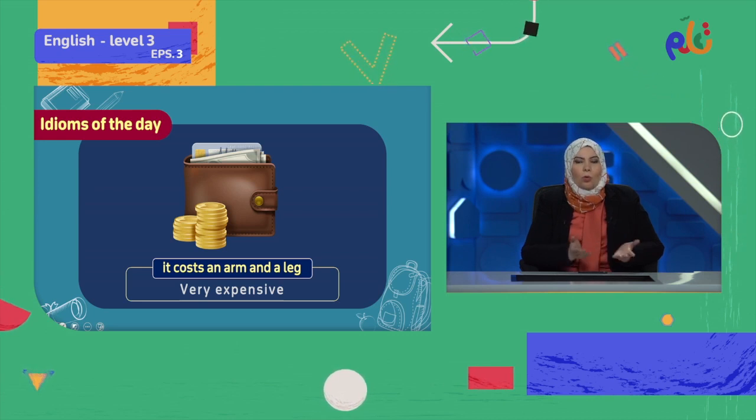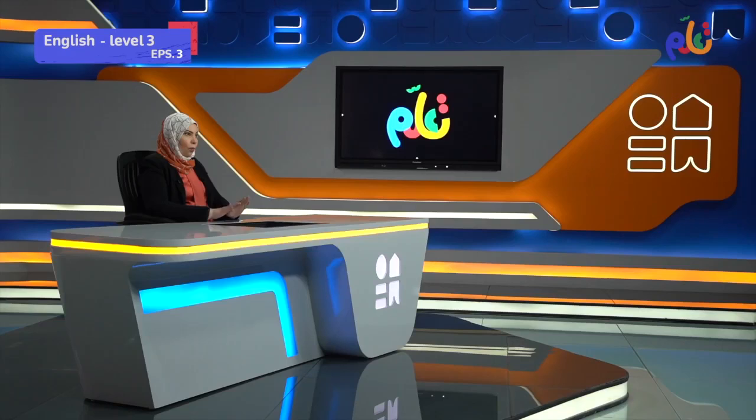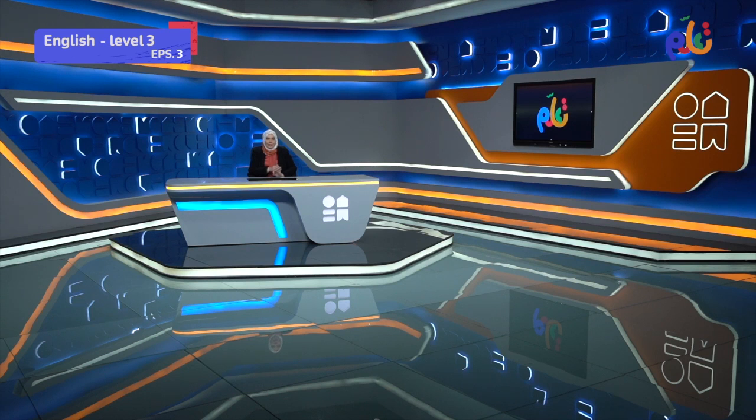Or when someone tells you, can I borrow your book? No, this book, no. It costs an arm and a leg, which means it's a very expensive book. Or you can't use my PlayStation. It costs an arm and a leg, which means it's very, very expensive. So this is the third idiom we have, which is connected to shopping. So the first one is shop till you drop. The second one is to buy a pig in a poke, which means to buy something without knowing whether it's good or bad. And the third one is it costs an arm and a leg.